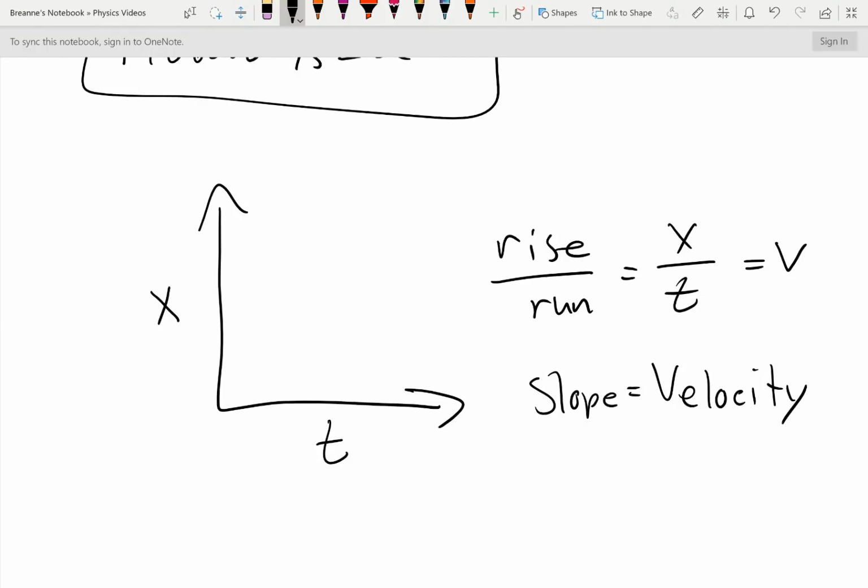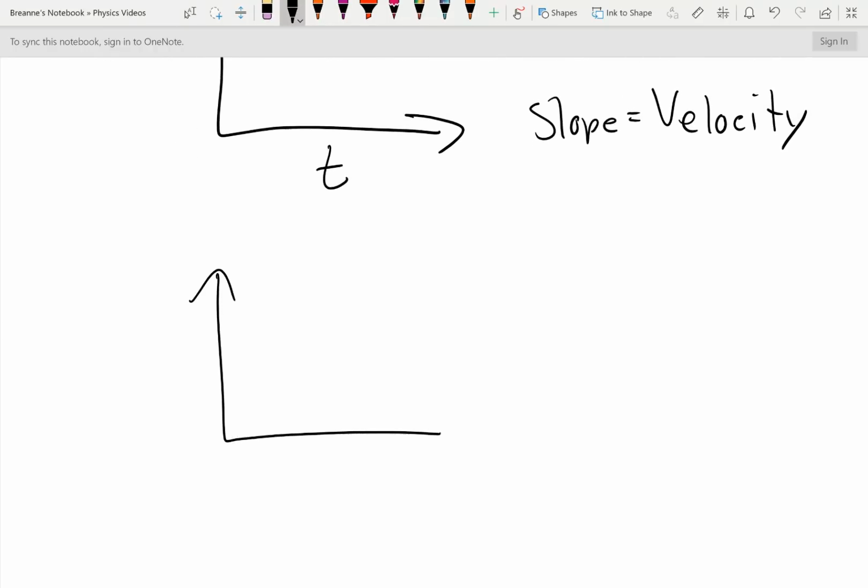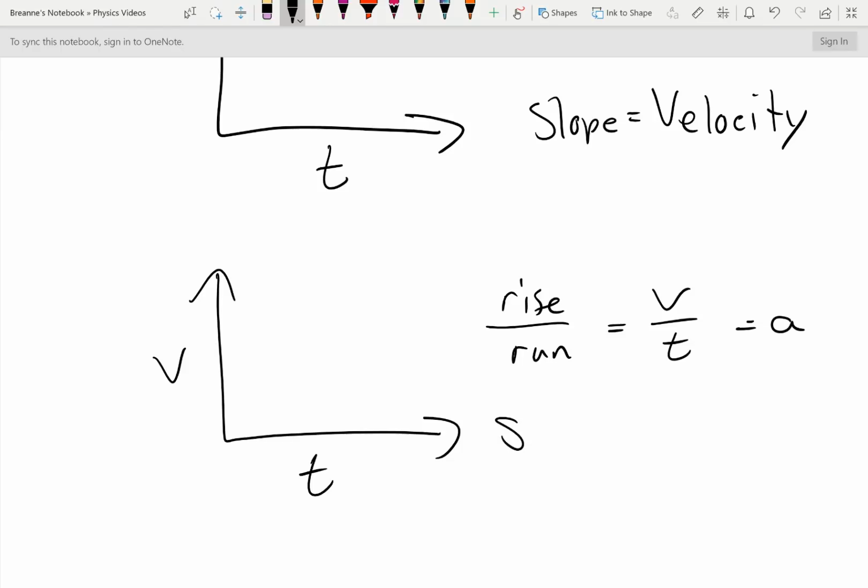Now it's asking what is the slope of a velocity time graph. So again, we have a graph, and it's a velocity time graph. Rise over run. So our rise is v over t, and that equals acceleration. So therefore, our slope of a velocity time graph is acceleration.